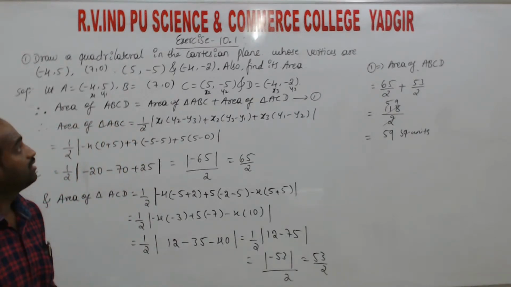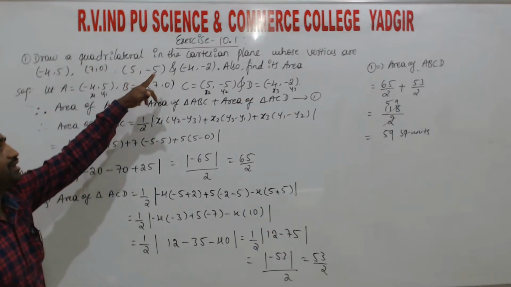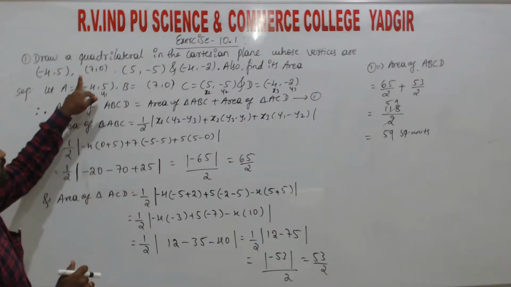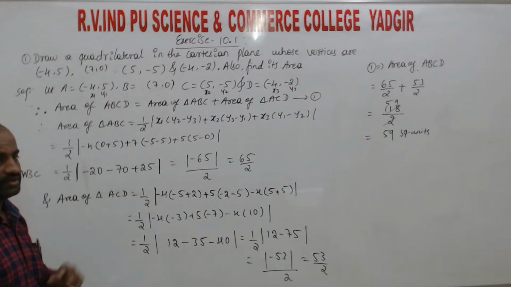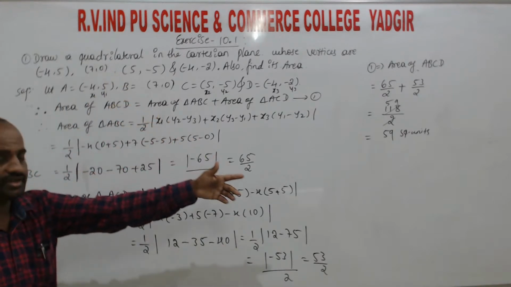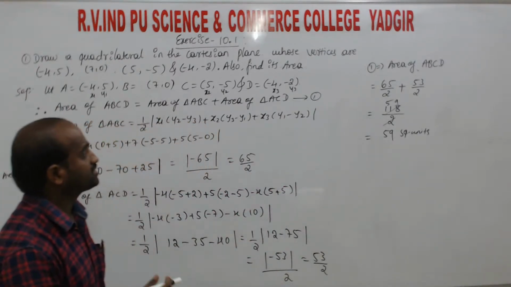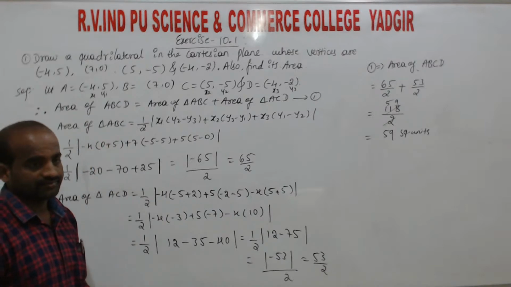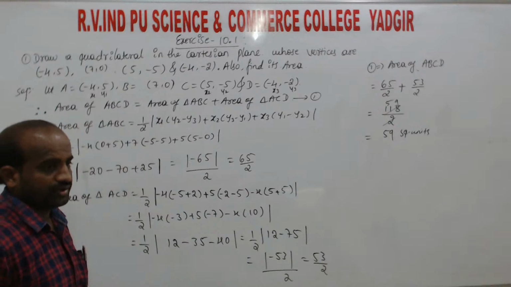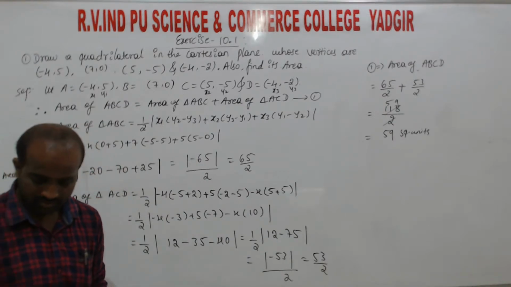Area of triangle ABC plus. First we'll draw the quadrilateral in the Cartesian plane. After that you have to find out the area. Okay, area ABCD. So this figure: now we get area of ABC plus area of ACD. Now we get the required area in square units. Next class we will discuss the next problems. Okay, thank you.